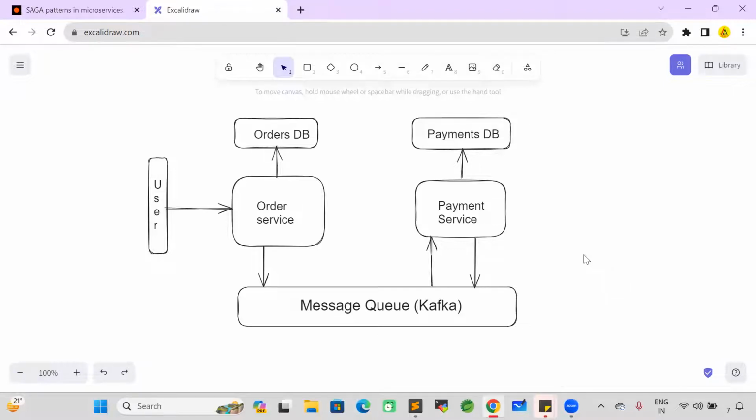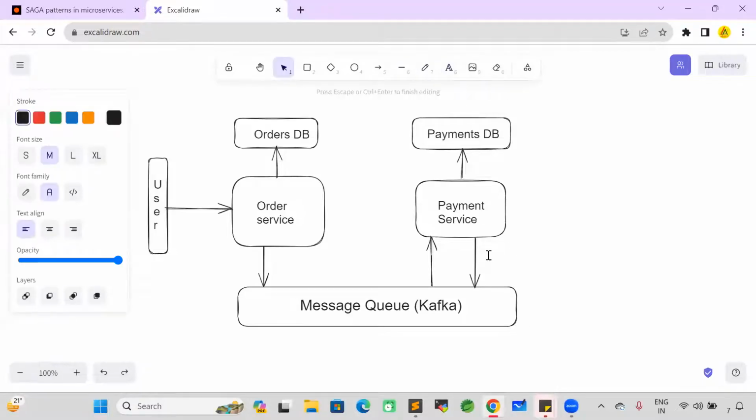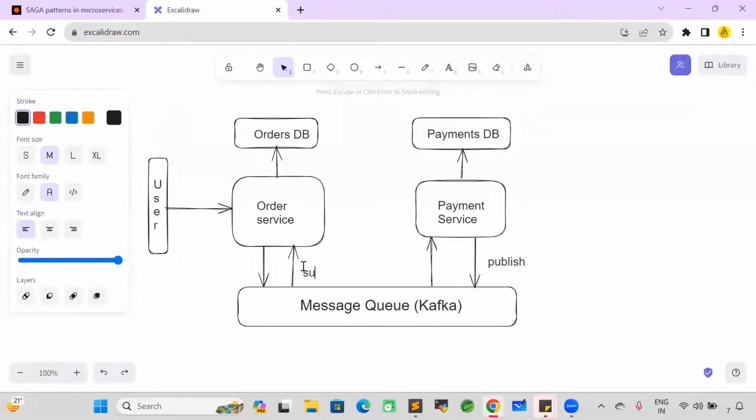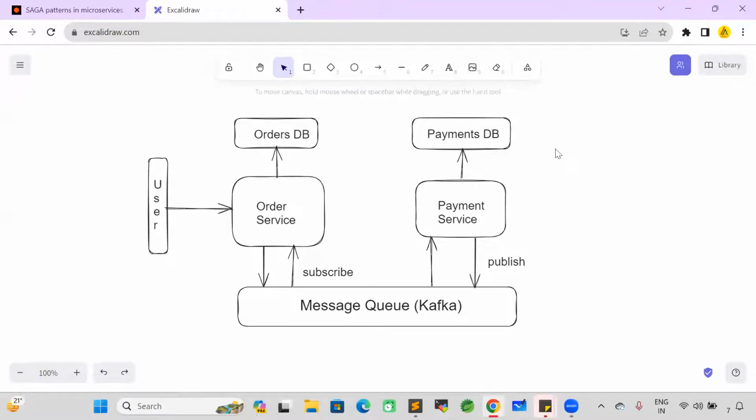When the payment is received successfully, the payment service will publish one event, one message. When the payment service publishes this message, the order service will receive that message and confirm the order. The order service subscribes to the message given by the payment service. The payment service and order service are two different projects running on two different servers using two different databases. But we need coordination, and for that coordination we are using Kafka as a mediator, as a messaging queue.